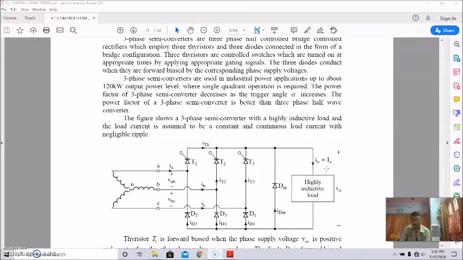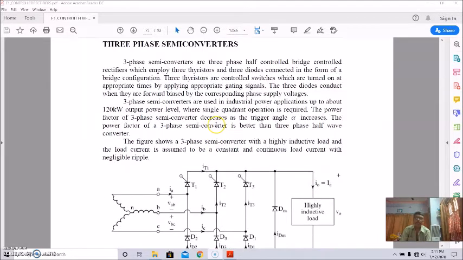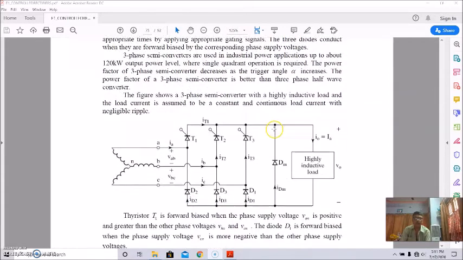Three-phase semiconverters are used in industrial power applications up to about 120 kilowatt output power level, where single quadrant operation is required. The power factor of a three-phase semiconverter decreases as the trigger angle alpha increases. The power factor of a three-phase semiconverter is better than that of three-phase half-wave converters, and so that's why it is applicable up to 120 kilowatt of output power level.